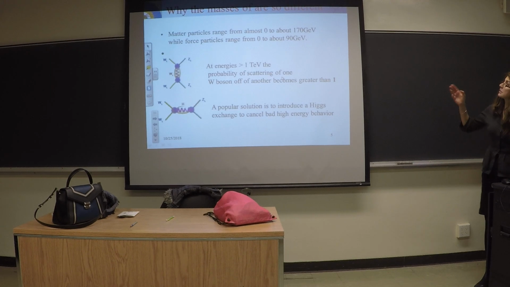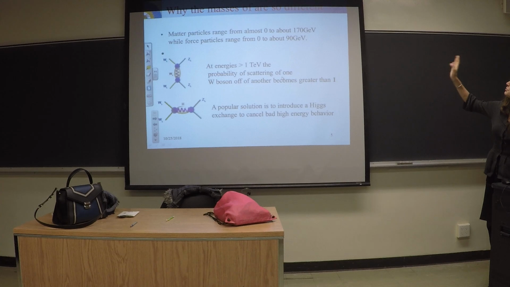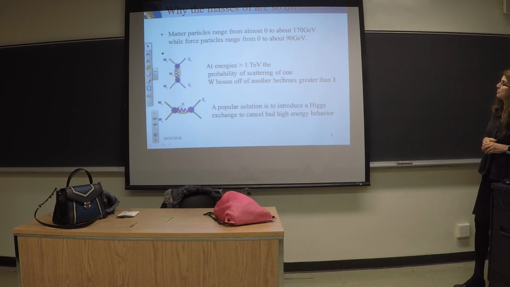And one of the questions that I mentioned is why the masses are so different. Matter particles range from almost 0, like neutrinos are almost 0 GeV, up to 170 GeV, where we get to the top quark. So we really have a long range of masses. While the forces range from 0, the mass of the photon, to 91 GeV, which is the mass of the Z boson. So we have a totally different range of masses.